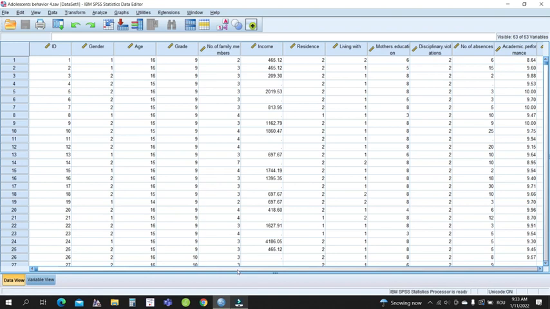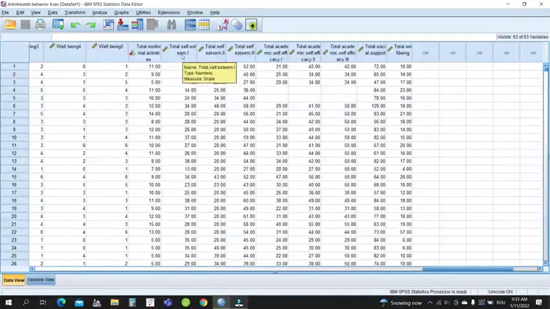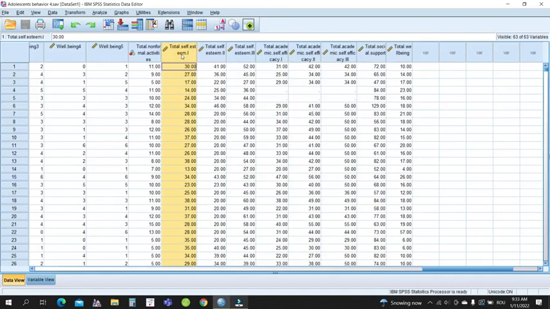tests with repeated measures. So at the end of our database, we have total self-esteem 1, which means for the first semester, total self-esteem 2 for the second semester, and total self-esteem 3 for the third semester. Similarly, we have total academic self-efficacy 1 for the first semester, total academic self-efficacy 2 for the second semester, and total academic self-efficacy 3 for the third semester.